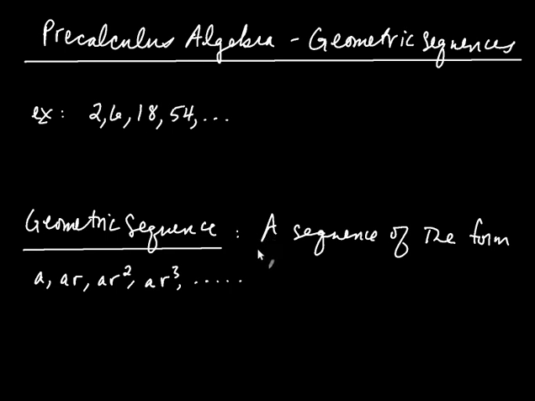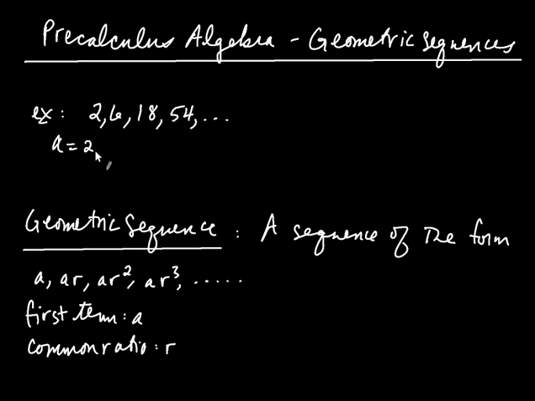Specifically, we say a sequence of the form A, AR, AR squared, AR cubed, and so on is a geometric sequence. Here the A is called the first term of the sequence. Now the number that you're multiplying by to get the next term of the sequence is called the common ratio, the number R. So in this first example, A is 2, the first term, and the common ratio is 3, because I'm constantly multiplying by 3 to get the next term.